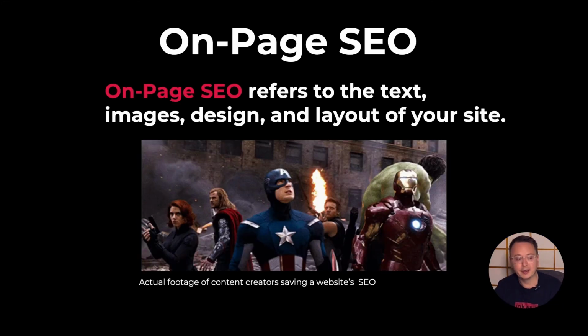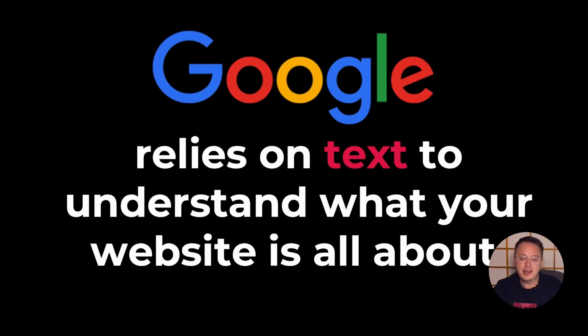Speaking of creating content, let's talk about the final category of SEO, what's known as on-page SEO. On-page SEO has to do with all of the words and images and design on your website, and this is the area where content creators and writers really can have an enormous impact. Google's algorithm relies on text to figure out what a website is all about.